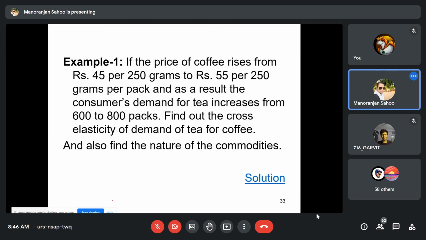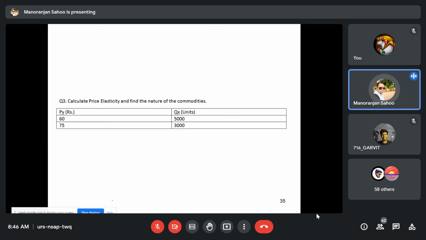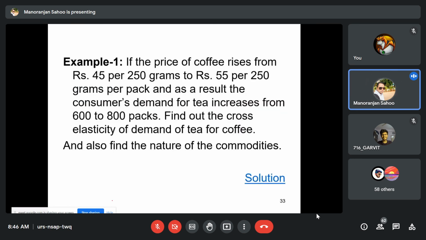So here are some examples. I hope you can solve them by applying the above formulas to calculate the elasticity. So all these are homework for you.